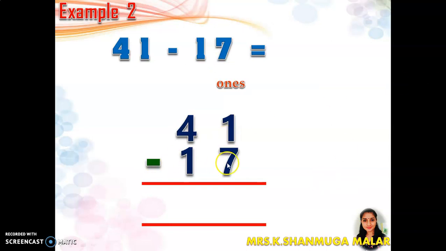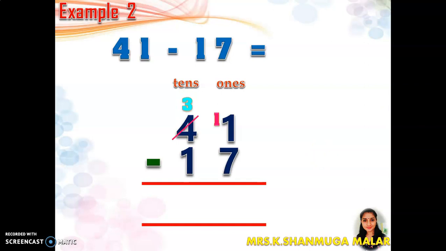1 minus 7. Can you minus the big number from 1? Can't. So we must borrow from the tens place. In the tens place, we have 4. So before 4 is 3. And the other one, it gives to the 1. Now this is 11. 11 minus 7.